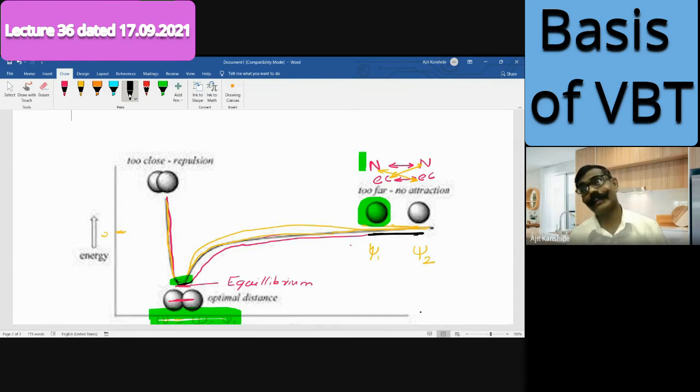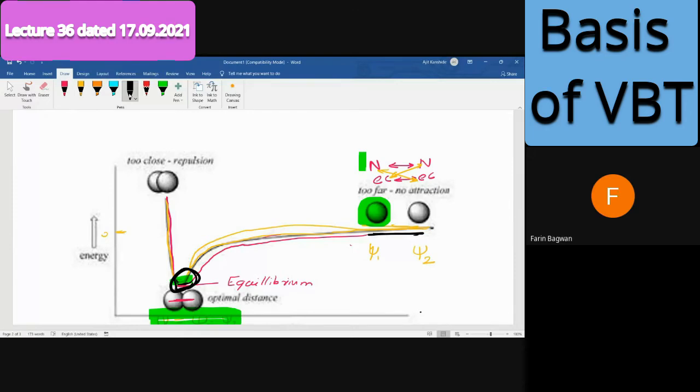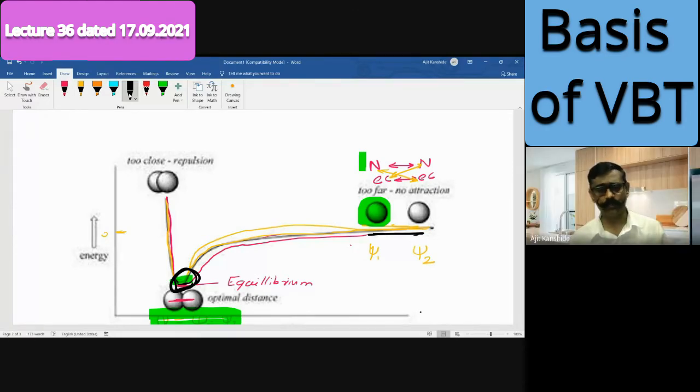I am not saying attraction is not there, attraction is there, but repulsion is more dominating. And because of that, after this equilibrium position, you find there is an increase in the energy. So students, is this potential energy curve for the formation of the hydrogen molecule, the simple approach, clear to you? Yes, sir. Where is repulsion, where is attraction? Okay, very good.